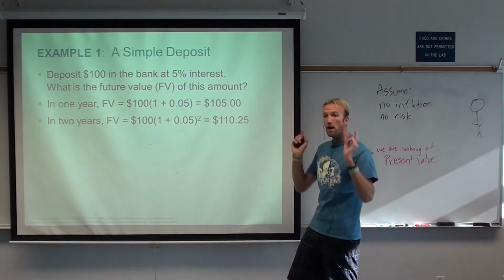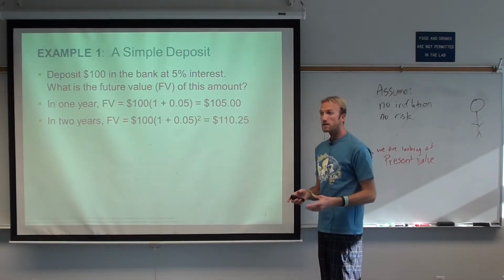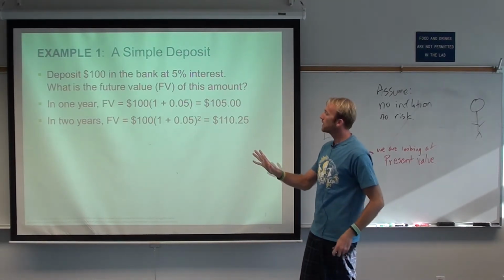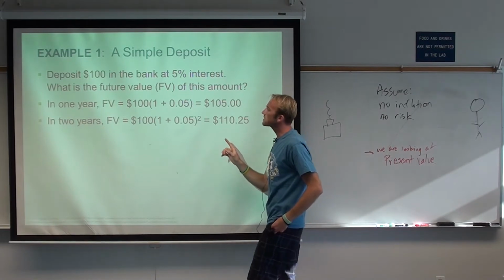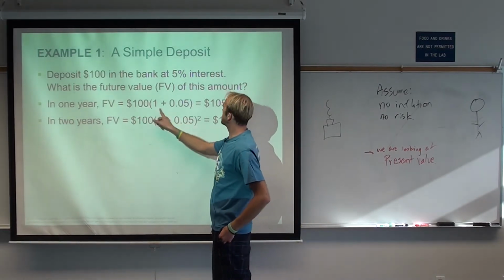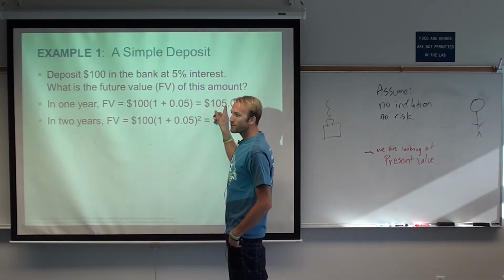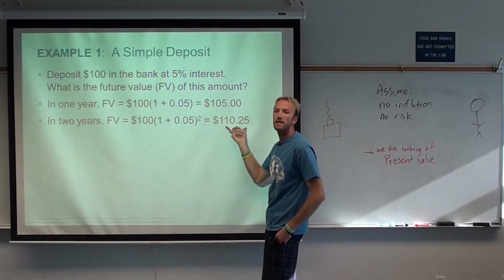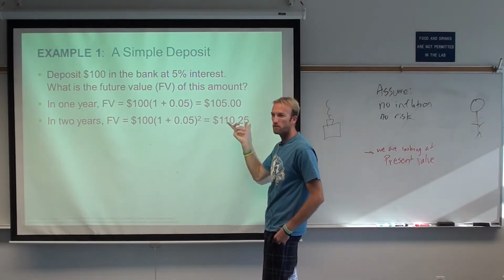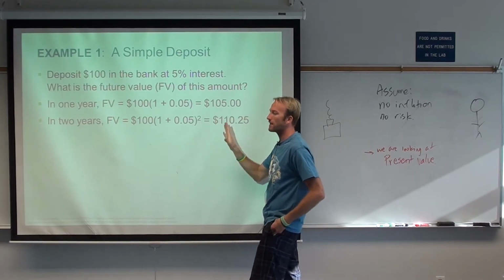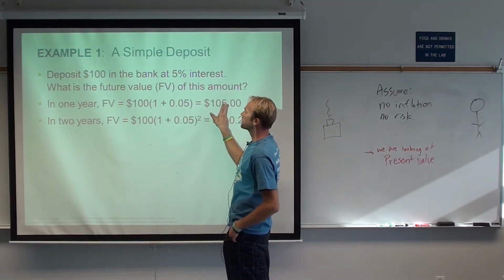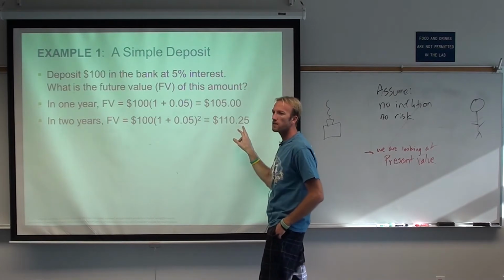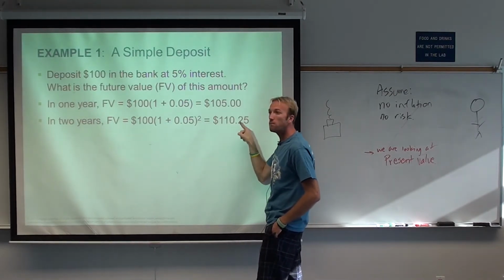Okay? Now notice something here. This is a common mistake, so I want to point it out. A lot of times people look at this and go, oh, well, in 1 year it went up $5. So in 2 years, it should go up another $5, and so this should be 110. Right? The first time you ever look at this, you might think, oh, it went up $5 in the first year, and now it goes up $5 in the second year. But that's not true. This is more.